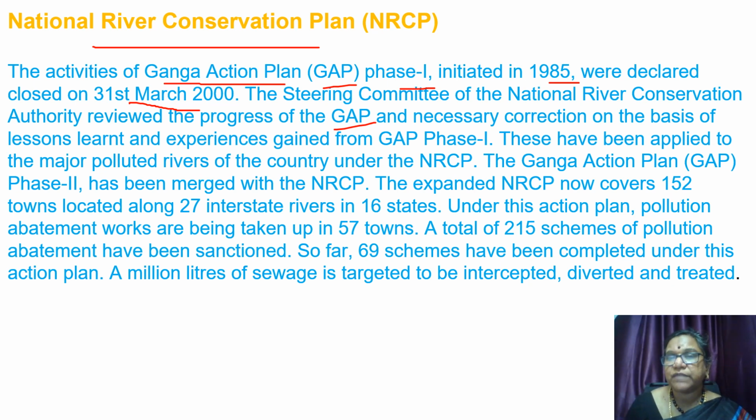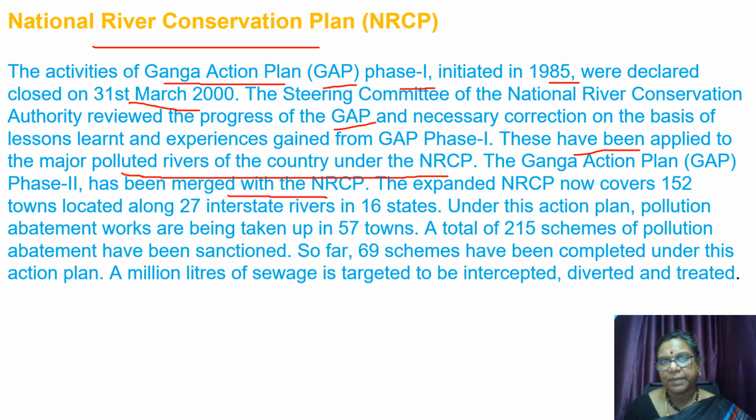Whatever lessons they have learned from phase 1, they have been applied in major polluted rivers of the country under the NRCP plan. Now the Ganga Action Plan Phase 2 has been merged with NRCP. Phase 1 is over. We have learned lessons and that have been implemented in Phase 2. It expanded. NRCP now covers 152 towns located along 27 interstate rivers in 16 states.